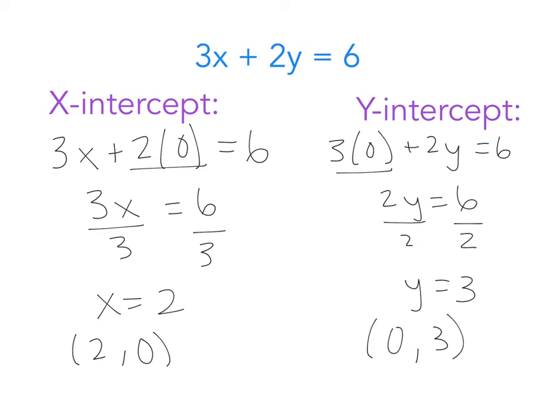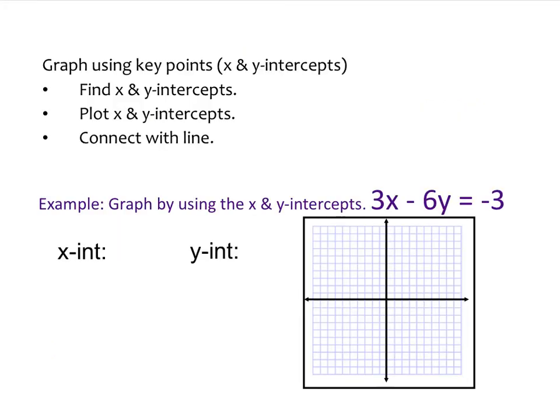So the x-intercept tells us where our line crosses the x-axis, and the y-intercept tells us where our line crosses the y-axis of our graph. Now if we want to graph linear equations, let's use a few key points such as the x and y-intercept. So to graph using key points, the intercepts, we'll find both the x and y-intercept, plot both, and connect with a line.